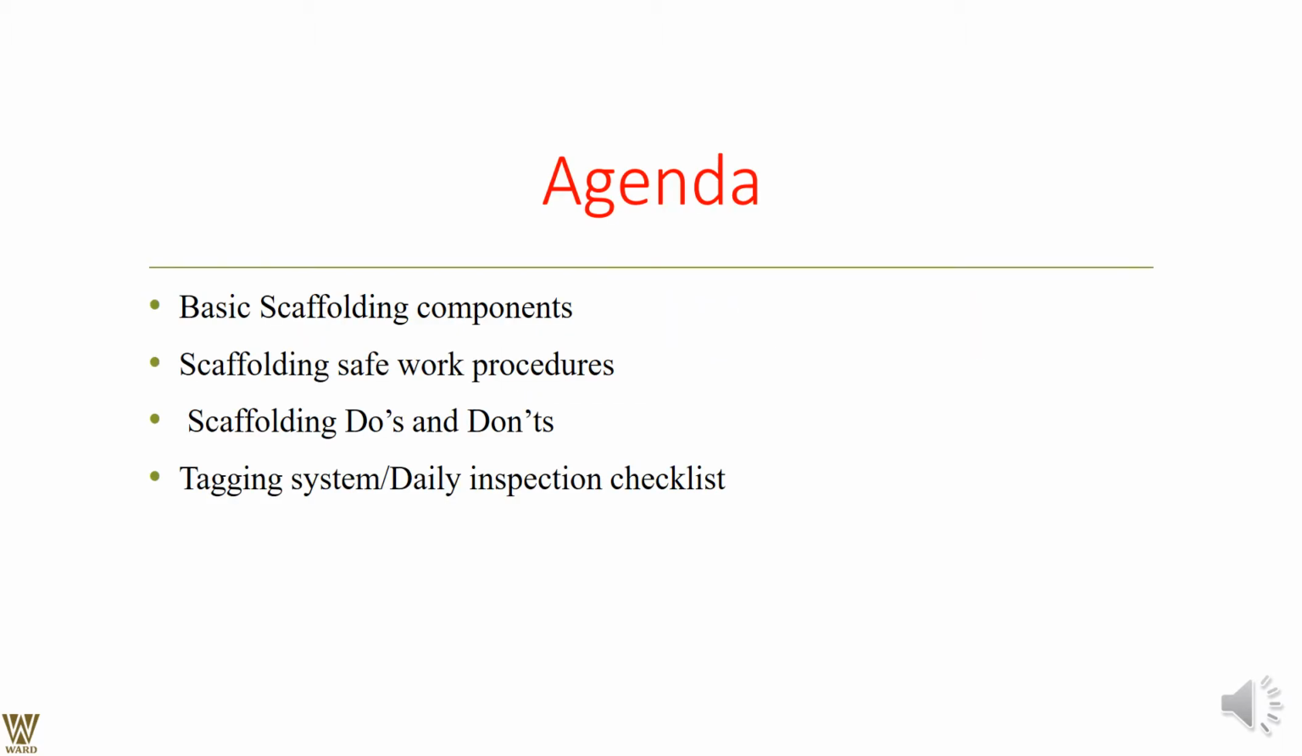Subsequent slides will follow, but before that, I need to tell you exactly what the agenda is. First and foremost, we'll talk about the basic components of scaffolding. We will talk about the exact work procedures, the pros and cons of doing the scaffolding, the tagging system, and the daily inspection checklist. So, there are four things that we'll cover: the components, the safe procedures, the absolute precautions that we need to undertake while utilizing scaffolding as a part of our daily work, the do's and don'ts, the pros and cons, or the advantages and disadvantages of scaffolding, and the tag.